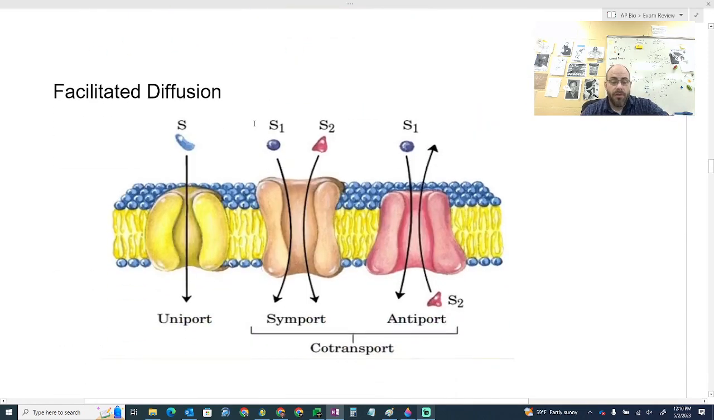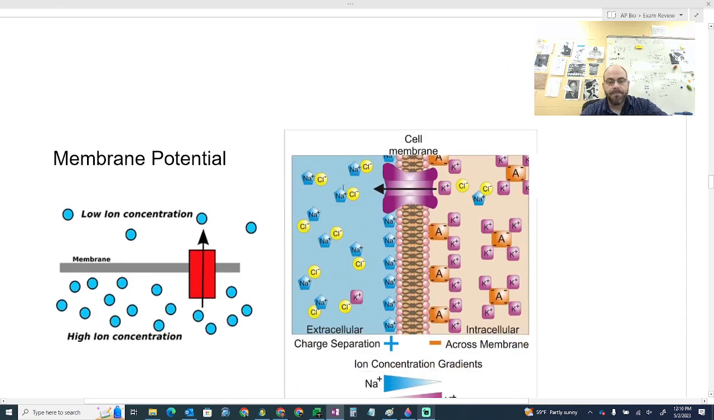So here's facilitated diffusion again. This is an example of the different ways it can happen. Some things just go through on their own. We call those uniport. Symport is where one particle needs another one in order to push it through. These are called co-transporters. They're sharing the transport. And in antiport, they're going in opposite directions. So symport means together, anti means opposite. In order to do facilitated diffusion, they need another particle.